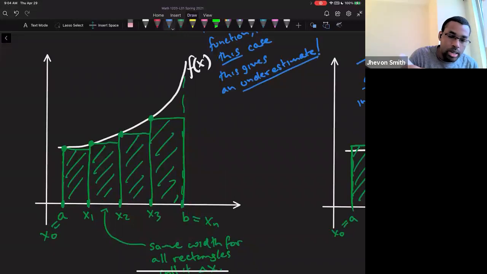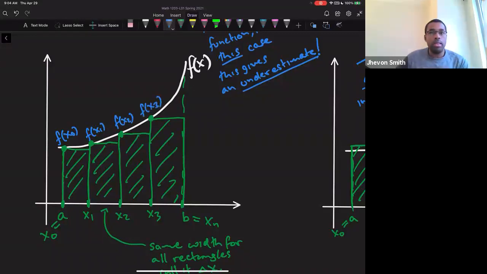So you'll notice here that the height of this rectangle would be f of x0. This one would be f of x1. This one would be f of x2. This would be f of x3, right? That would be the height of all the rectangles. So we have the heights of 4 rectangles.